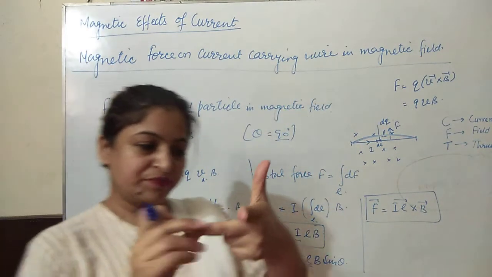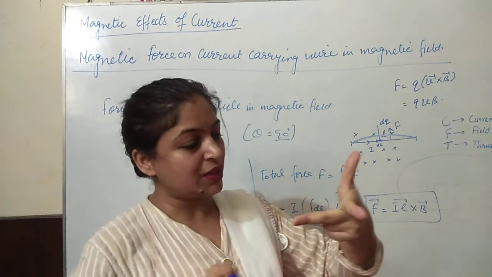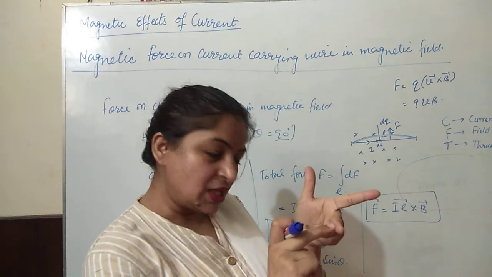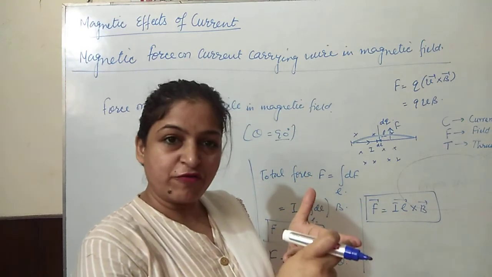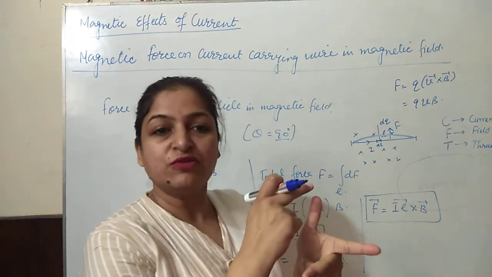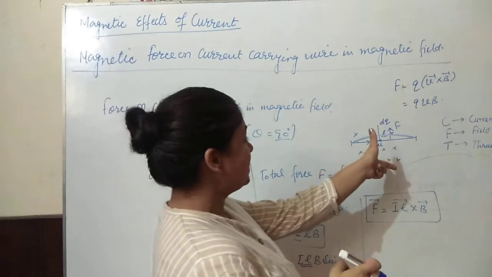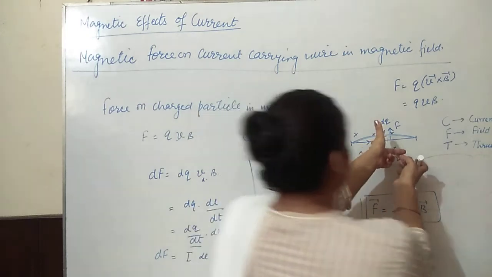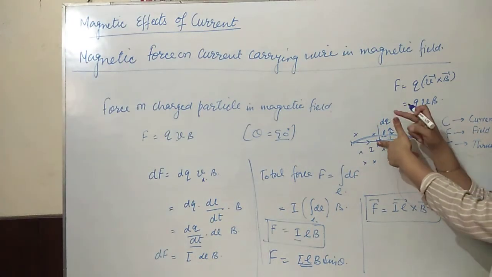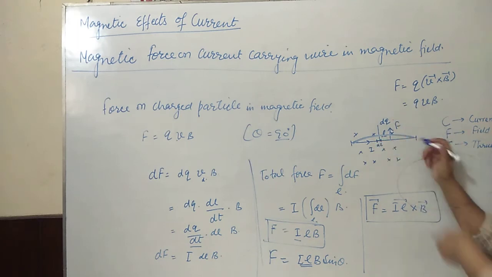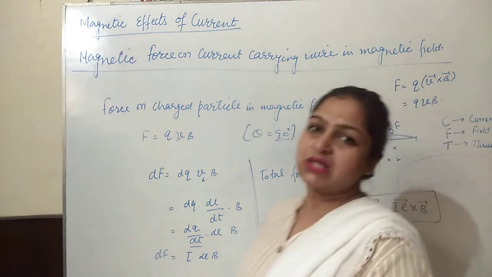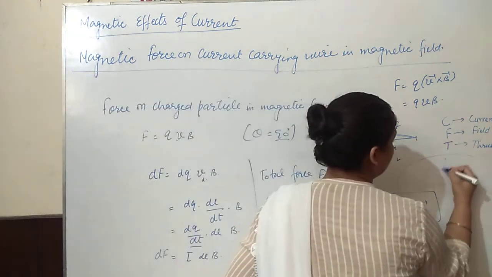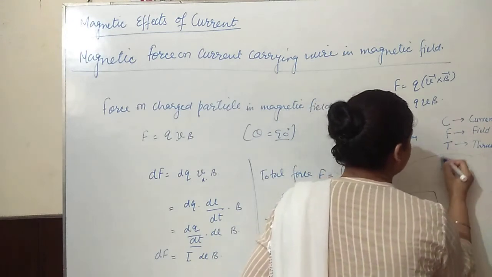You need to arrange these three fingers in such a way that they are mutually perpendicular to each other. Now you need to place the center finger in the direction of the current, the forefinger in the direction of the field, and the thumb will give you the direction of the force. So here you can place it like this. The forefinger is inwards, the center finger is in the direction of the current, so the thumb is in the upward direction, and this is going to give you the force. Again, using this rule also, we are getting the same direction of the force.